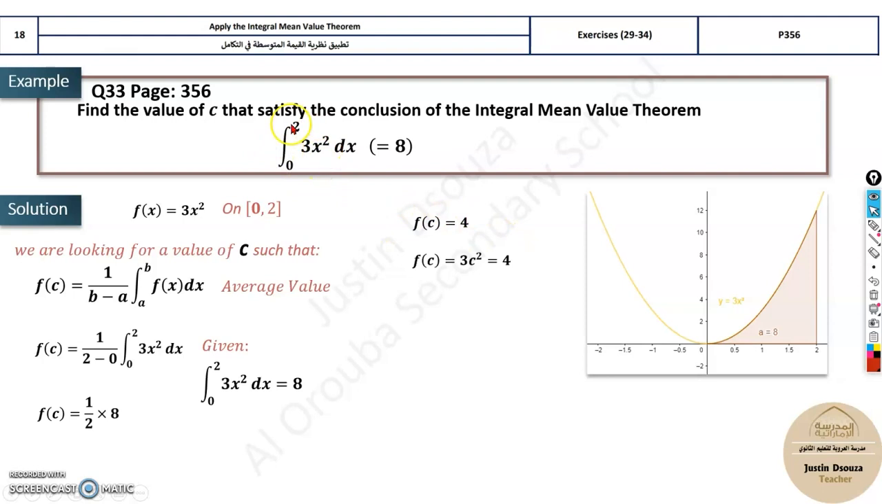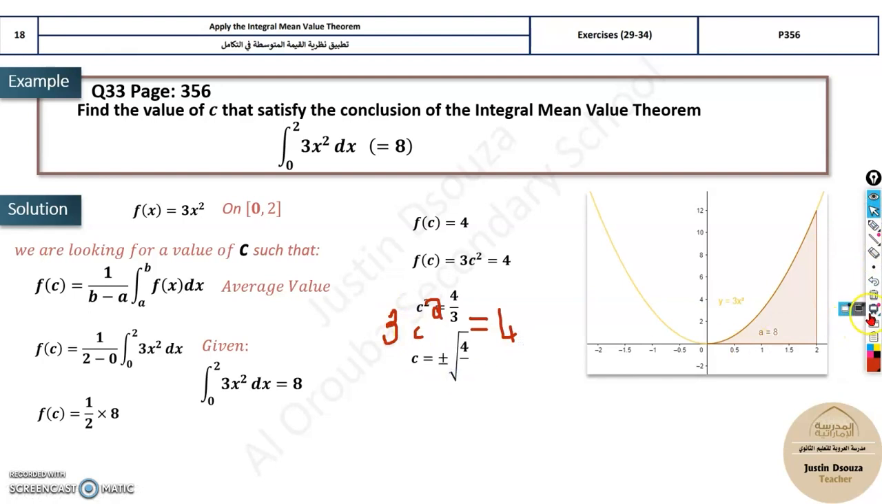Okay. Now take this equation. Instead of x, put c. Okay. Now we know this particular equation. What is that f of c? Over here, instead of f of x, put c. 3c square must be equal to 4. Now try and find the c value.